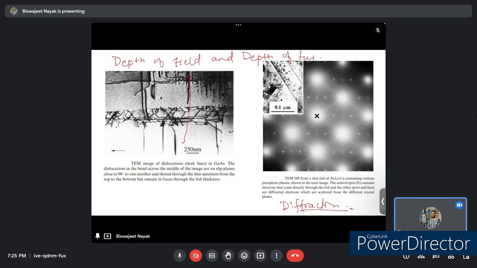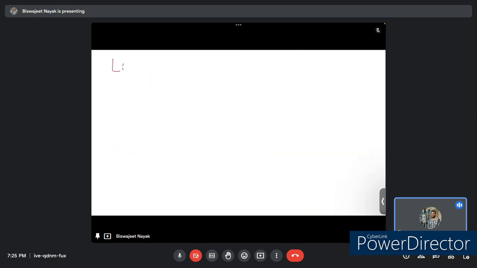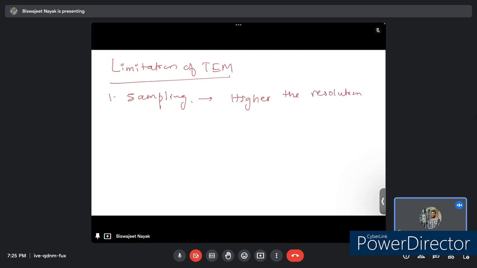As all characterization tools have limitations, the transmission electron microscope also has limitations. The first limitation is with sampling. The first price it has to pay for high resolution is that we can see only a small part of the specimen at one time. So we cannot get information about a large part. The higher the resolution, the worse the sampling abilities of the instrument.